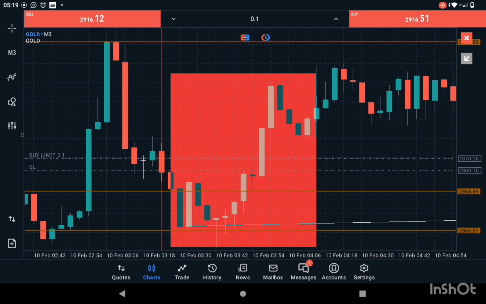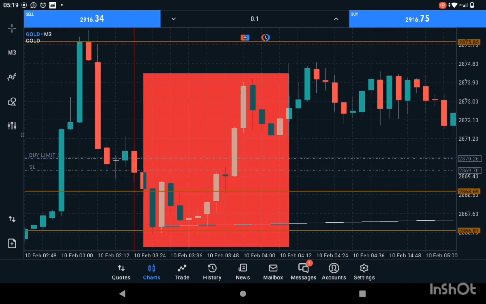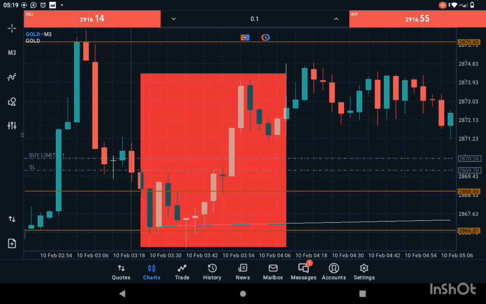Let me try to make this. This is a trade that I placed in the event that the market retraced, coming down, but then it actually didn't. So go back on this one. Wow, it's just mind breaking.